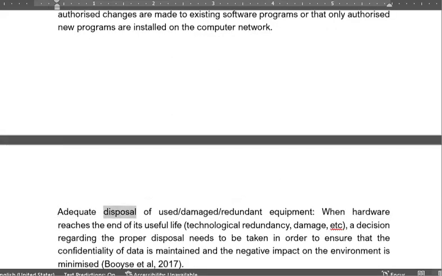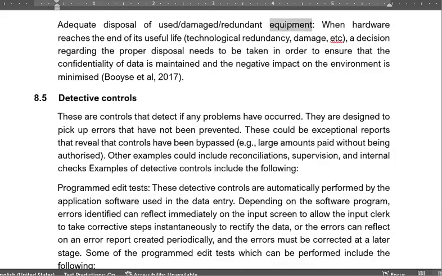Adequate disposal of used/damaged/redundant equipment. When hardware reaches the end of its useful life, technological redundancy, damage, etc., a decision regarding the proper disposal needs to be taken in order to ensure that the confidentiality of data is maintained and the negative impact on the environment is minimized. Boys et al., 2017.